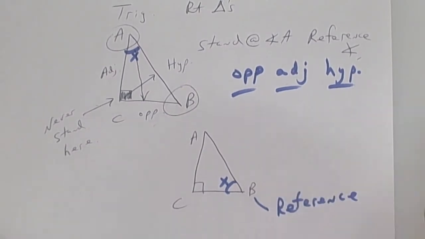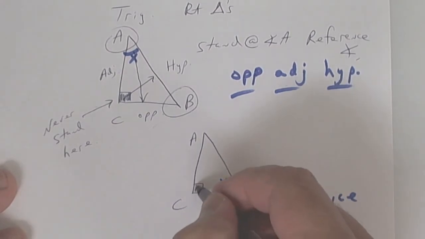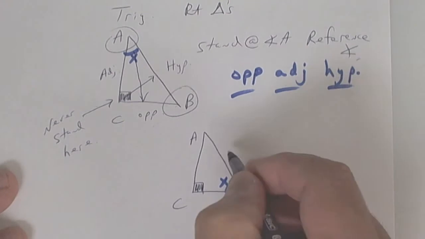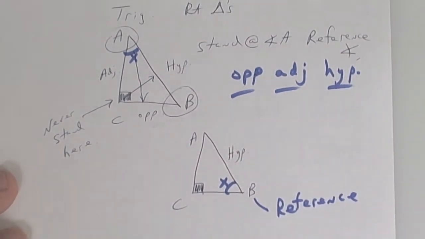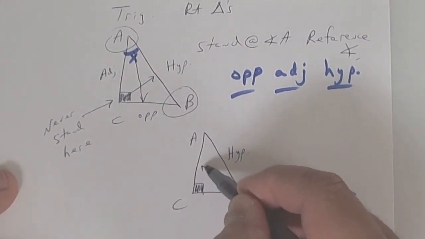So if I'm standing at the reference angle B, you have to label the sides. Which one is opposite, which one is adjacent, and which one is the hypotenuse? Well, it's easy to do the hypotenuse. Color the box. This one does not have a box, so that's your hypotenuse. That's easy. Okay? Now if you're standing at B, put your pencil on the X and slide across.